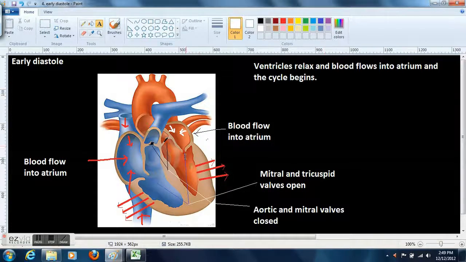Now we are talking about the fourth step, which is called early diastole. Here the ventricles relax. I have shown relaxation with an arrow which is pointing outwards. The ventricles relax, and then blood again flows into the atrium and the cycle begins. Again the blood is flowing into the atrium, which I am showing with a red color arrow on the left hand side of the diagram, and a white color arrow on the right hand side of the diagram.